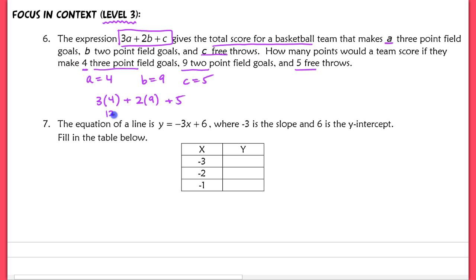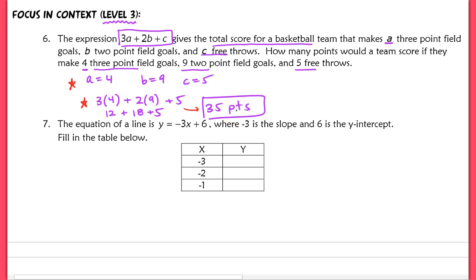3 times 4 is 12. Plus 2 times 9 gives me 18, plus 5. So 12 plus 18 is 30, plus 5 gives me 35. So they scored 35 points. So we want to make sure that we're showing work. I want to see this work here, as well as this line of work, and then your final answer with units, okay, since this is a word problem.